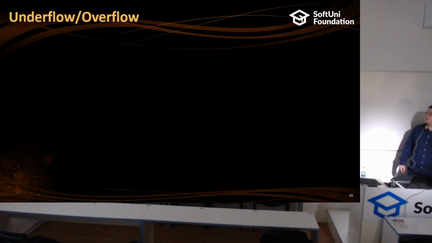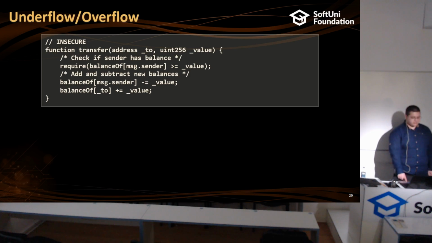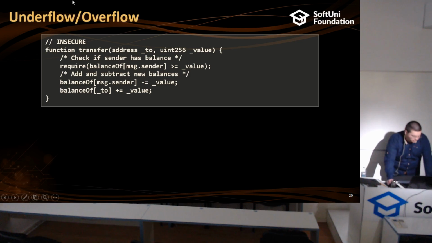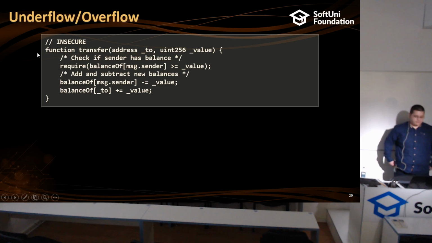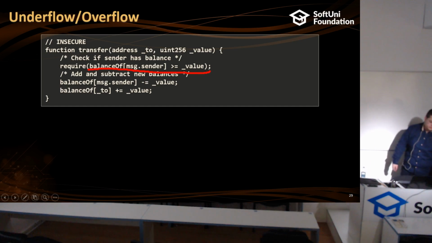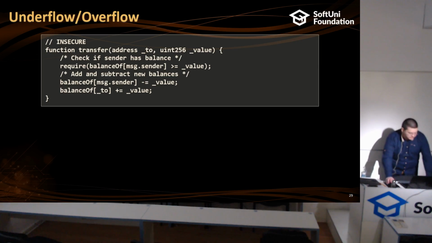The next issue will be underflow and overflow. Pretty much again, this is a very straightforward function here that can be in a contract, and what it does is basically transfer money from my address to some address with amount, and it then checks if I have the balance. It is very normal, very easy to understand. Then what it does is first it reduces my balance, and then it increases the balance of the person that is receiving money. The problem is that actually this is never checked what value will be.